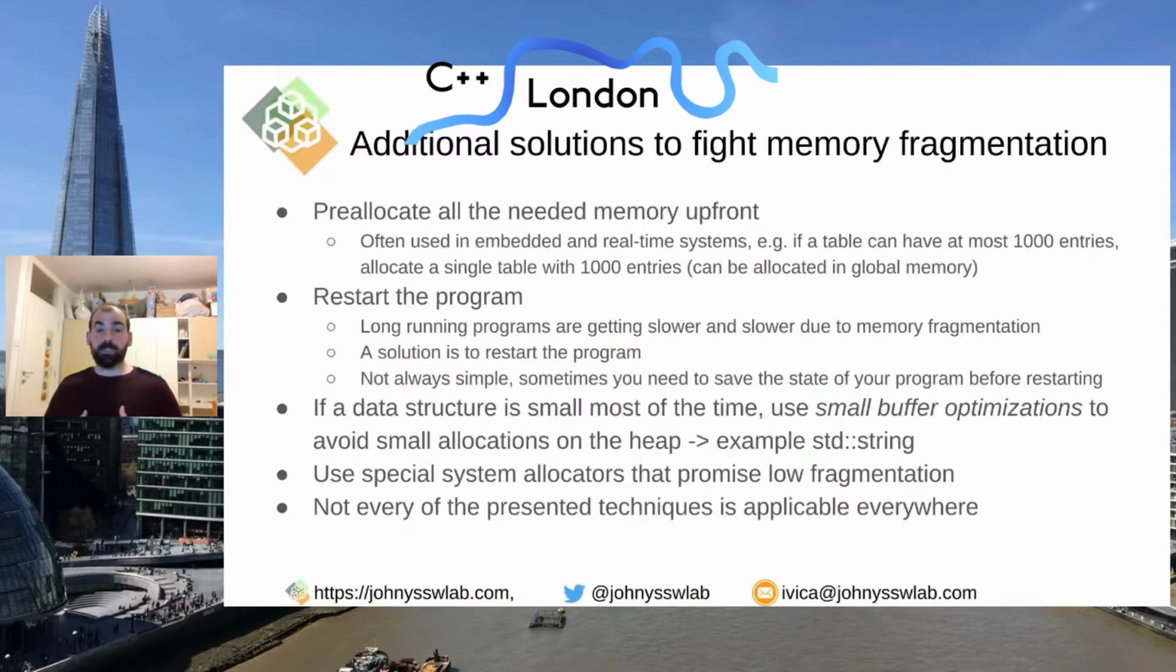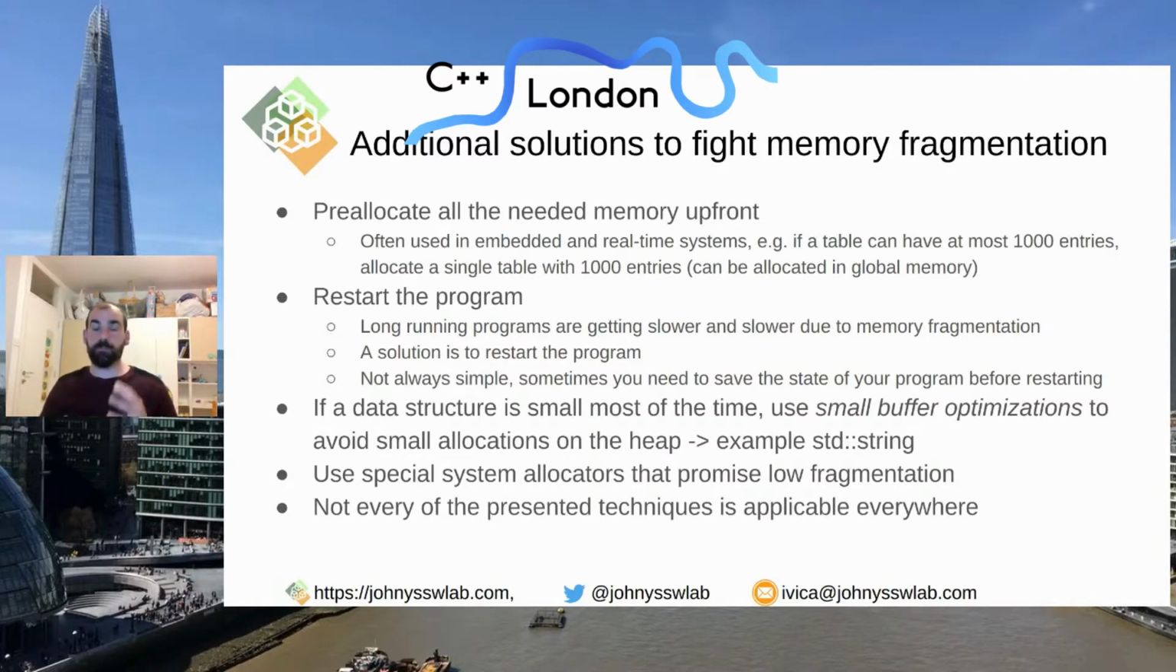If your data structure is small most of the time, you can use something called small buffer optimization to avoid small allocations on the heap. An example is std::string. How does string work? If the length of the string is less than 24 bytes, it doesn't allocate anything on the heap. And it has this clever usage of unions, using the members that are not needed when you don't have any heap allocation to store the string itself.